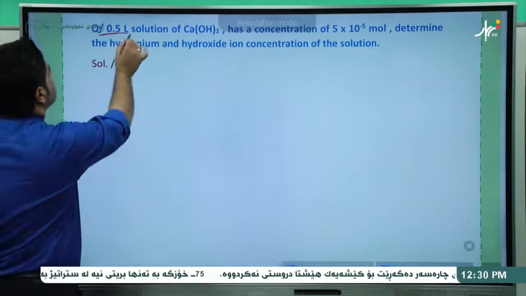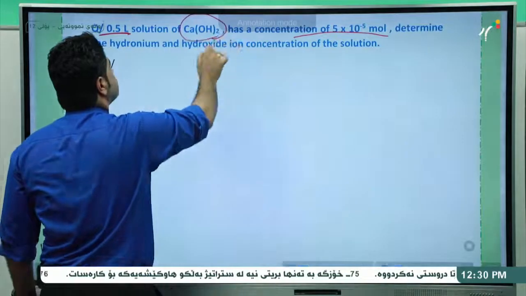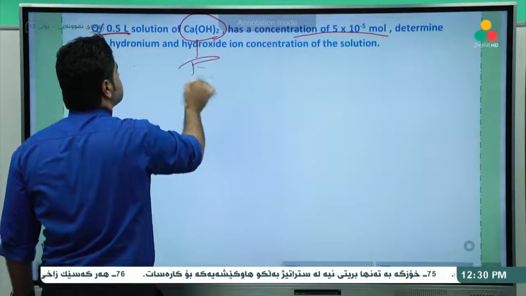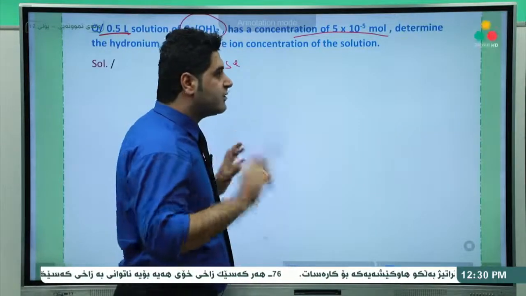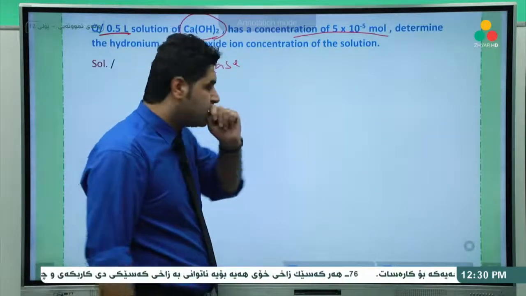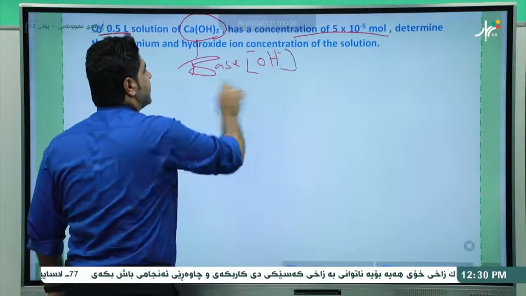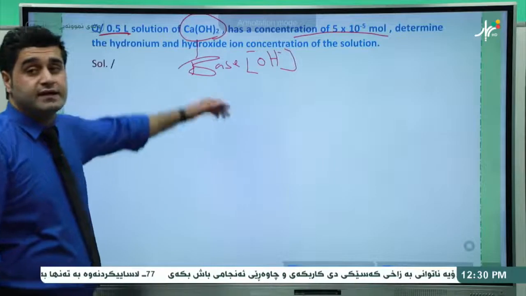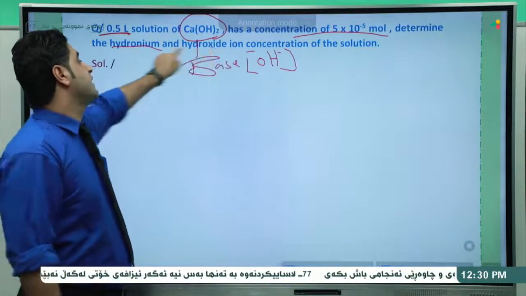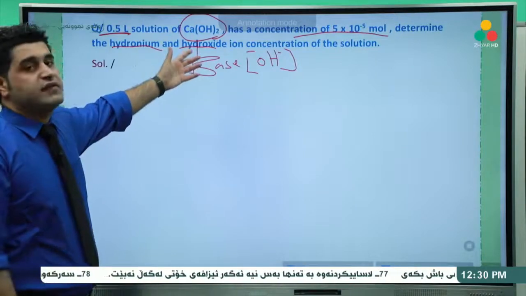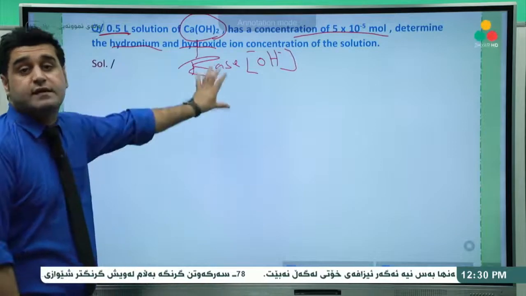So now we have volume 0.5 for these number of moles of what compound? Ca(OH)2. Is it acid or base? It's a strong base. So choose between hydronium and hydroxide. As a first step, it's a base, so we need to calculate hydroxide ion concentration first. Then we can convert into hydronium ion concentration. So between hydronium and hydroxide, which is the first priority? Of course, hydroxide. Why? Because the compound is a base.